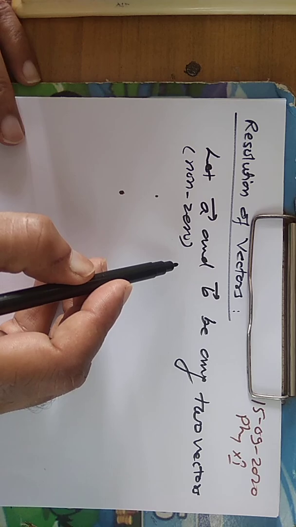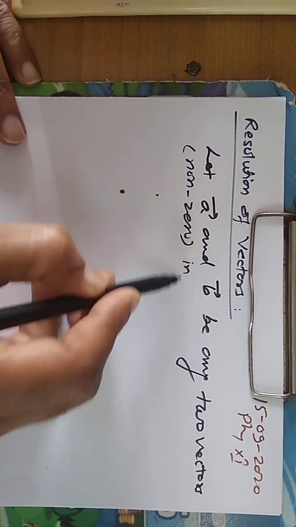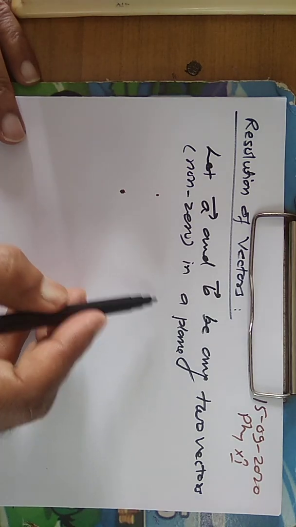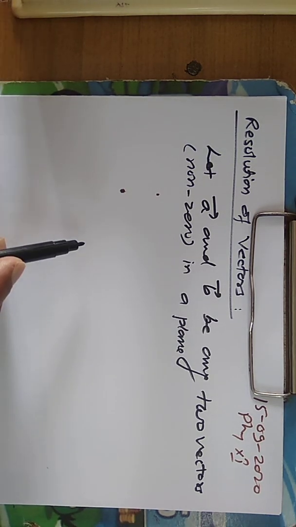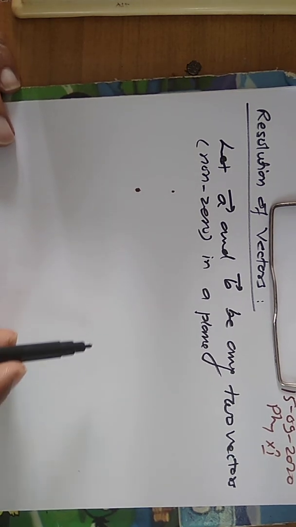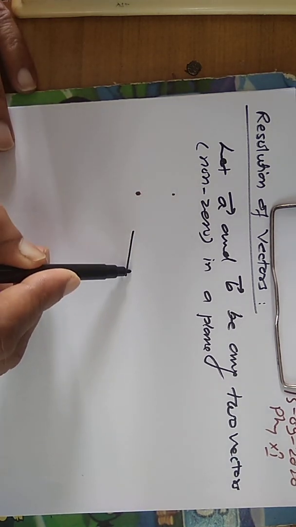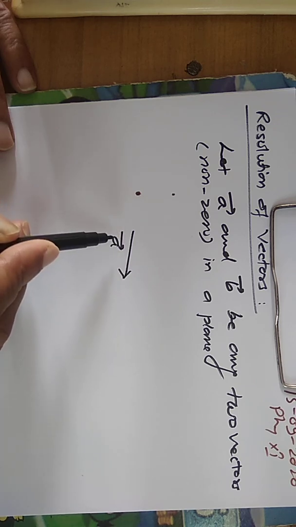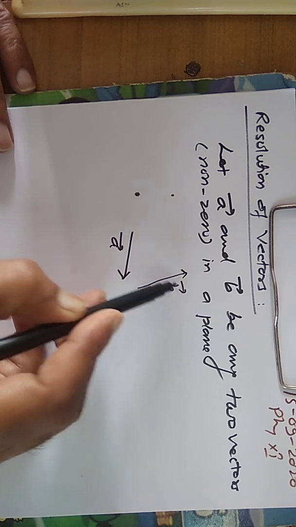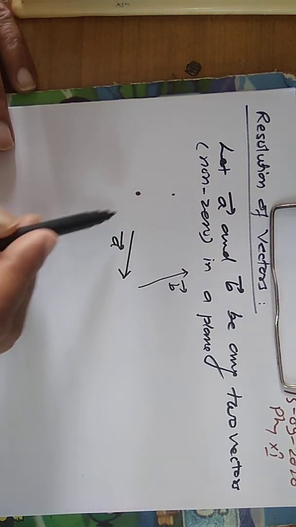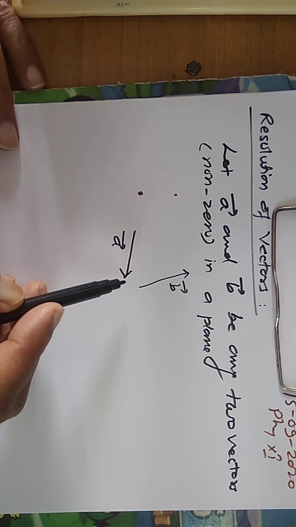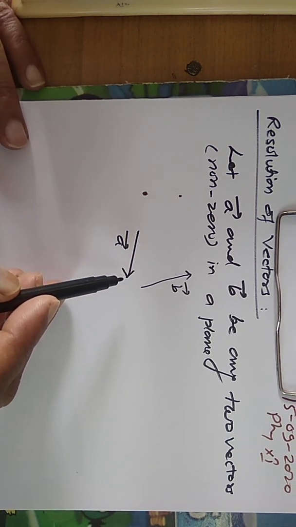Vectors should be non-zero. In a plane, suppose that it is the plane of the paper. The two vectors are given. They may be in any direction. Suppose this is vector A in this direction, and suppose that this is vector B in this direction, but both vectors lie on the same plane, say the plane of the copy or paper.